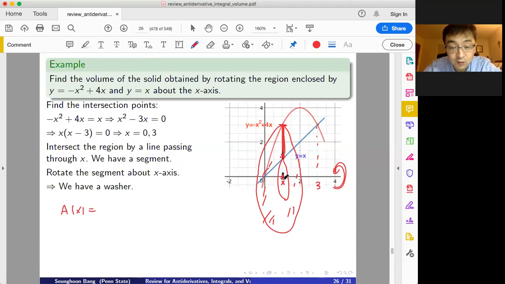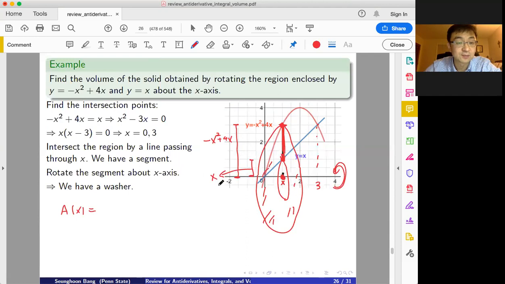Outer radius is from here to here. Exactly here to here. This is the outer radius: the function value on the curve, minus x squared plus 4x. What's the inner radius? From here to here, exactly the small one. This is the inner radius. The inner radius is the function value under the line y equals x.